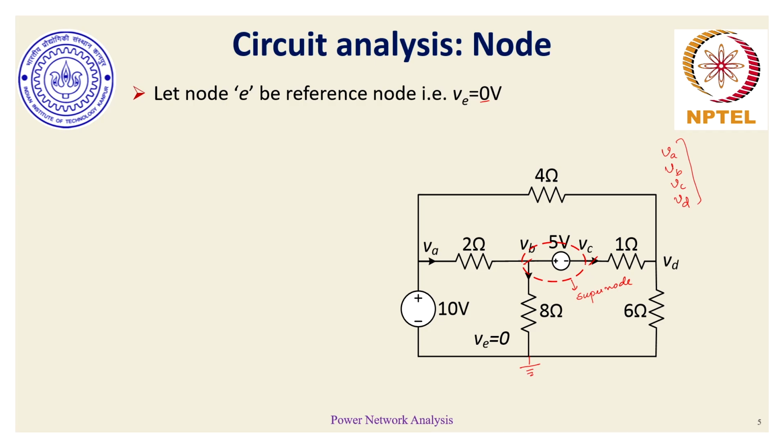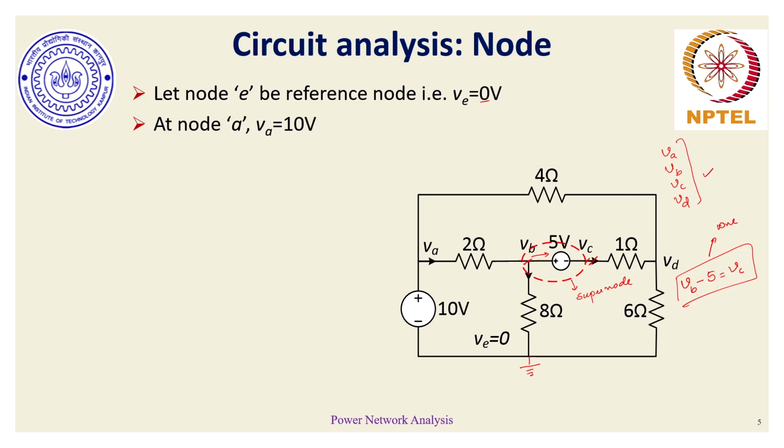So essentially, if we apply KVL across this supernode, we would get VB minus 5 is equal to VC. We are starting from node B, traversing along the node voltages potential. So we get a minus 5 here because we are crossing from plus to minus. And when we reach the other node C, we get VB minus 5 is equal to VC. So this could be one of our equations from which we could find the other unknowns.